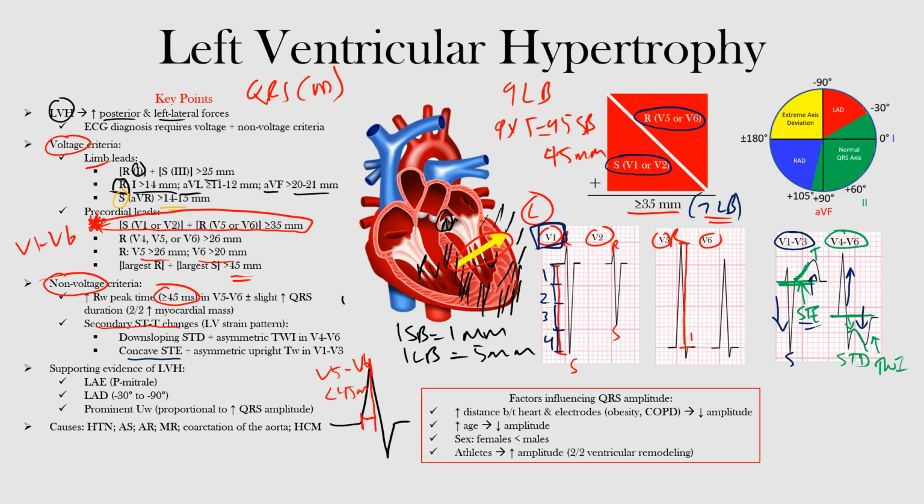So now there are some other EKG features that can help support the diagnosis of left ventricular hypertrophy. The first one here is P mitrale, which is a sign of left atrial enlargement. We would see a notched P wave with an increase in duration in lead 2, as well as an increase in duration and depth of the terminal P wave in lead V1. So let's go over those changes.